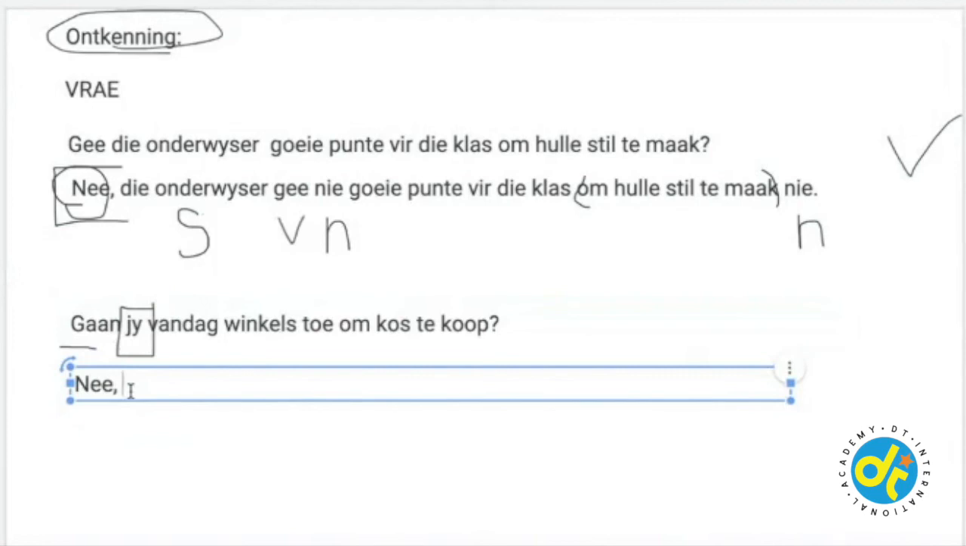Ek gaan nie vandag winkels toe nie om kos. No. Okay, wait. Nee, ek gaan nie vandag winkels toe om kos te koop nie.